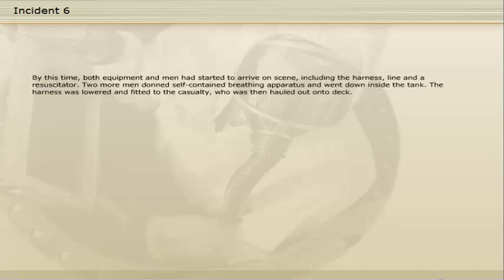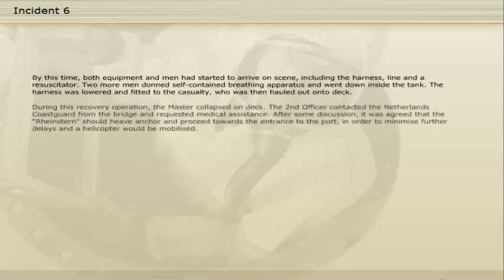By this time, both equipment and men had started to arrive on scene, including the harness, line, and a resuscitator. 2 more men donned self-contained breathing apparatus and went down inside the tank. The harness was lowered and fitted to the casualty, who was then hauled out onto deck. During this recovery operation, the master collapsed on deck.